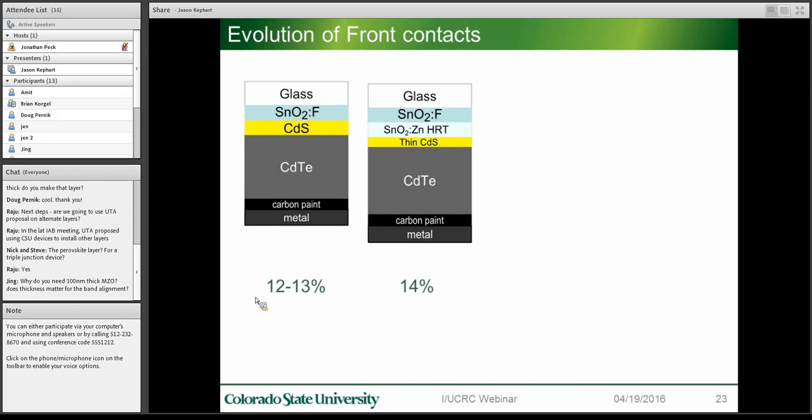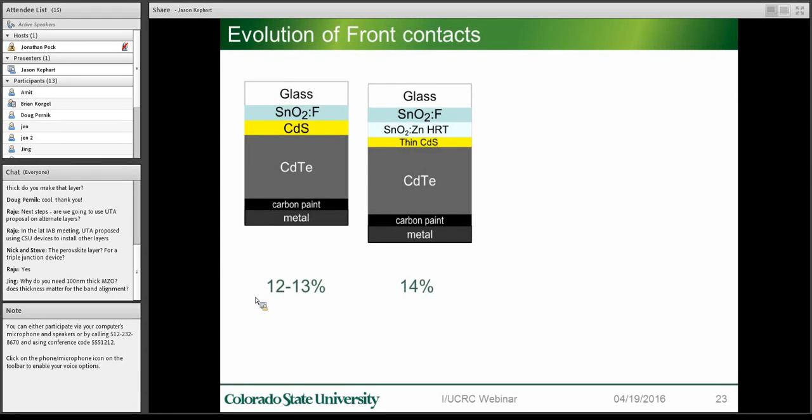Jing asks, why do you need 100 nanometer thick MZO? Does thickness matter for band alignment? It's an interesting question. I don't think we fully understand the difference between a thick and thin layer and why it matters for band alignment.